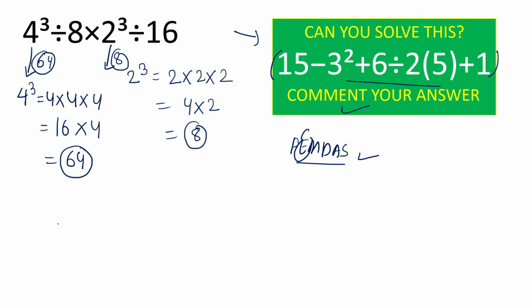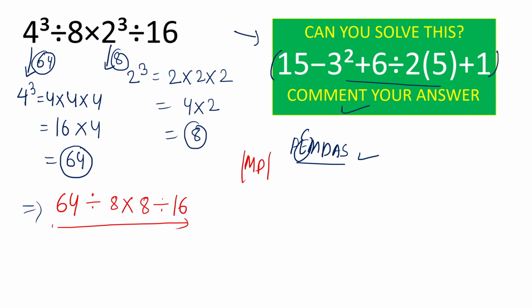Now we will rewrite our question like this: 64 divided by 8 times 8 divided by 16. Now as we can see, our operations are multiplication and division, which have the same priority, and in that case again we go left to right. So we have to solve this division first. We will divide first here, so this will give the result 8.